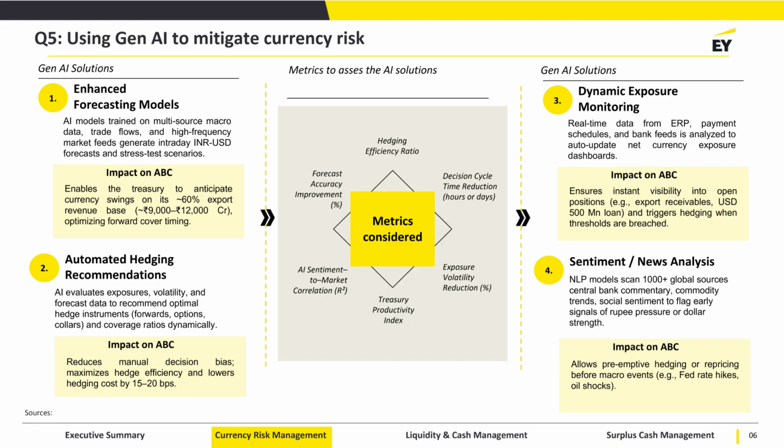For dynamic exposure monitoring, it ensures for ABC instant visibility into various open positions and exposures that it may be affected by. And by analyzing various sentiment and news related data, it allows preemptive hedging or repricing before various macro events and gives ABC an edge over the rest of the market.